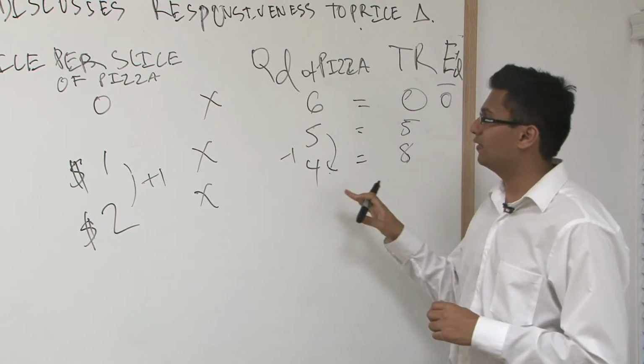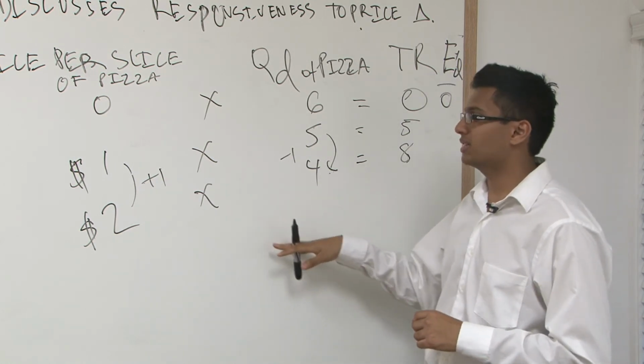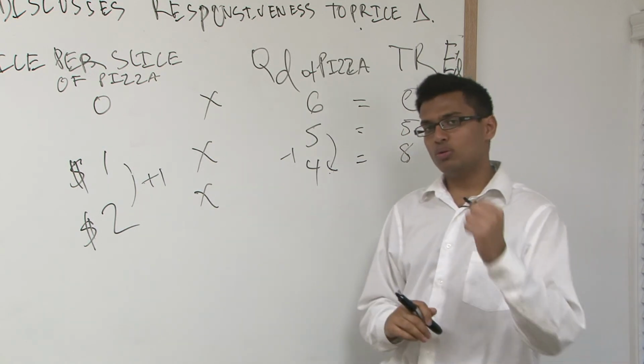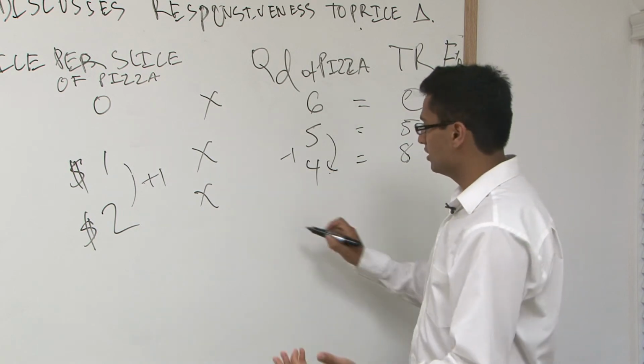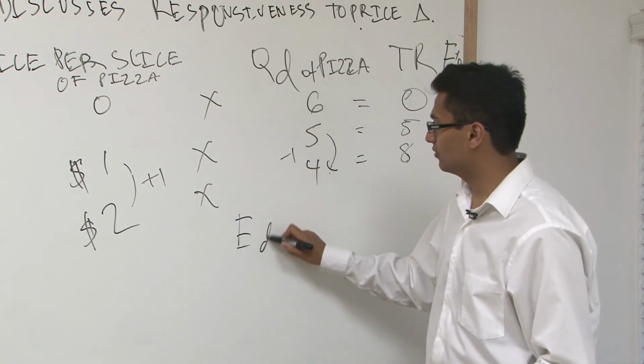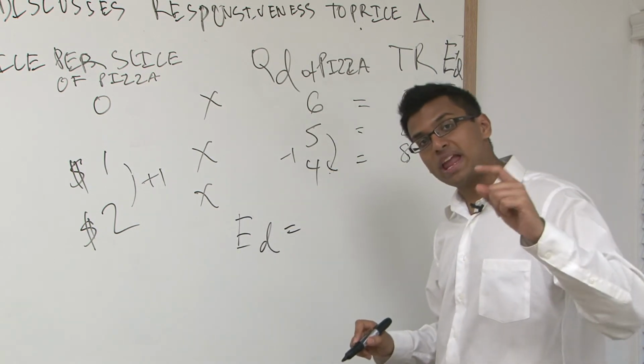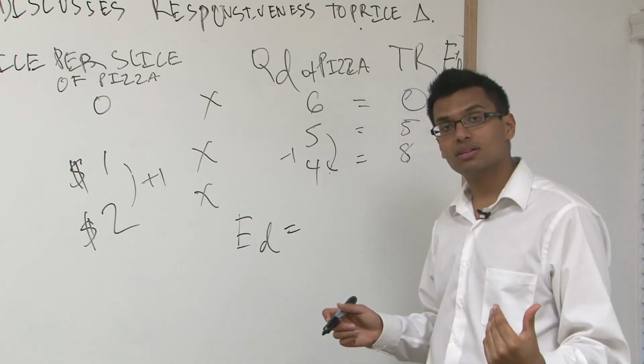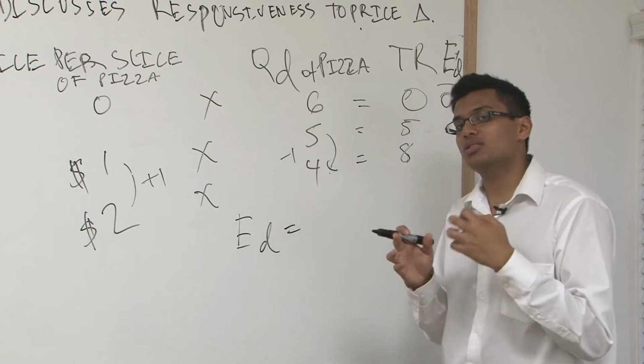Okay, so we said that 5 to 4, we dropped by 1. Then we said B to C, we increased the price of pizza by $1. So then how do we talk about elasticity of demand, right? So we said elasticity of demand is equivalent to the percent change in the quantity demanded over the percent change in the price. So how do we calculate the percent change in the quantity demanded?